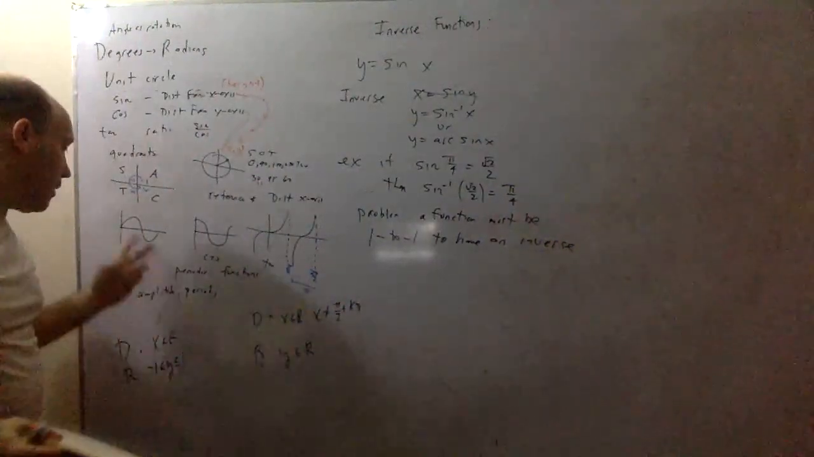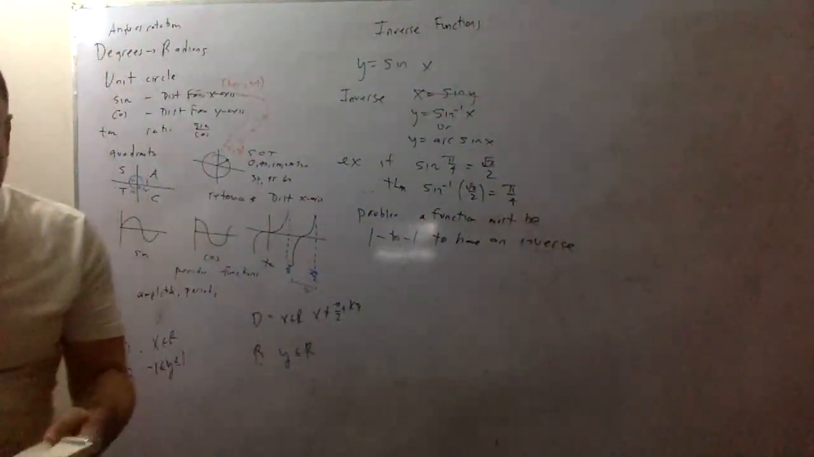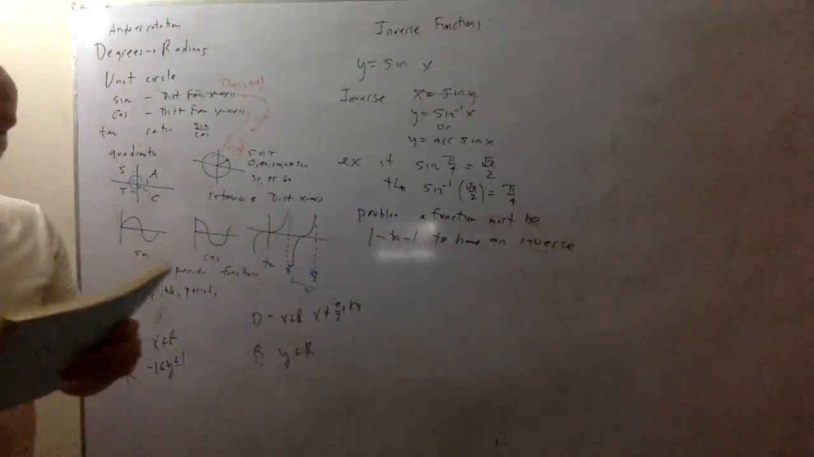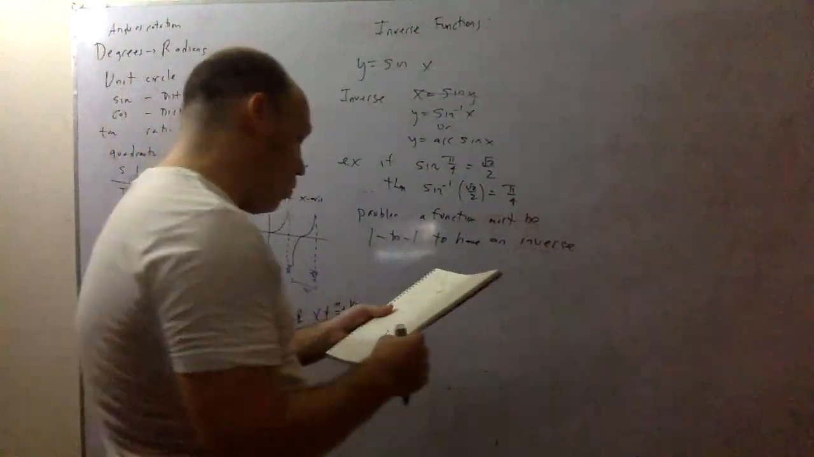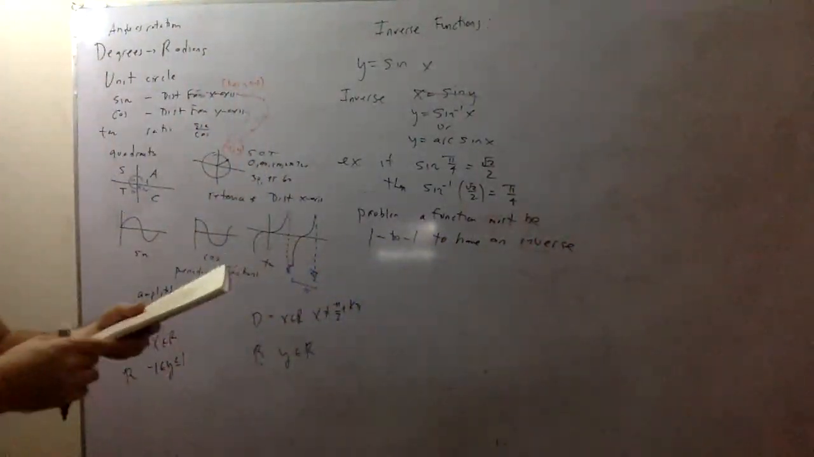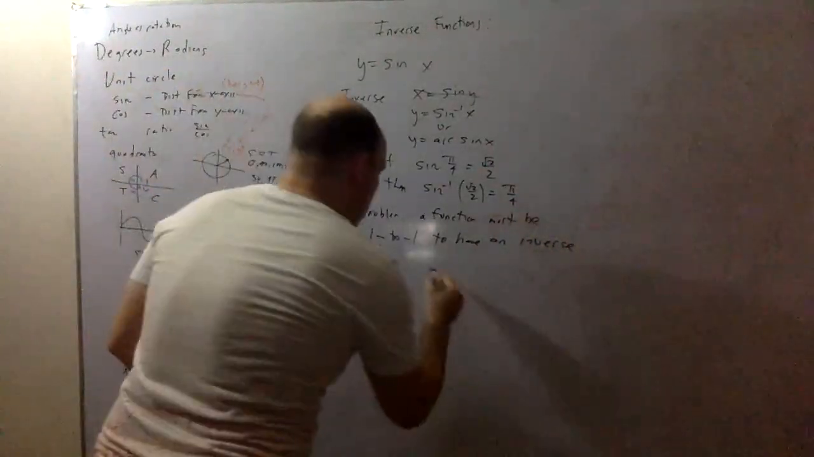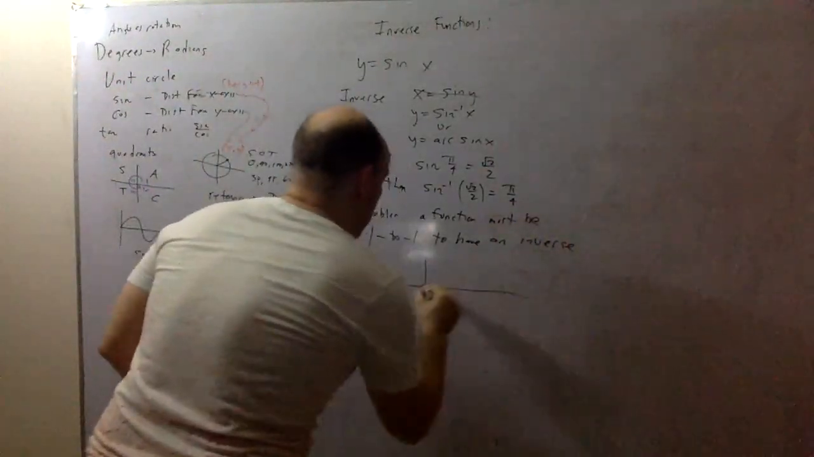And we clearly can see that sine is not 1 to 1. It fails the horizontal line test. So we have to restrict the domain. So let's take a look at sine. We look at the sine graph.